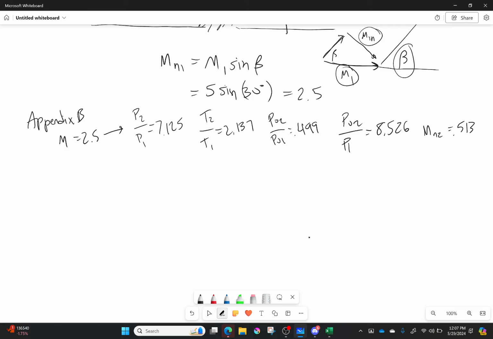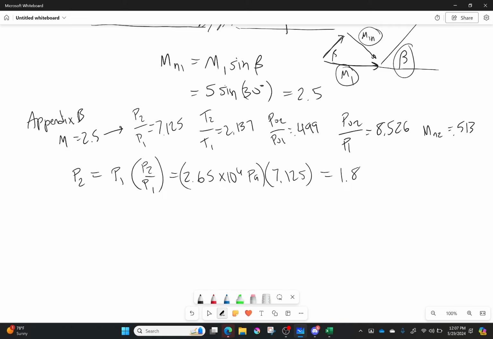So first off, let's do P2. P2, the pressure after the shock wave, is going to be equal to P1 times P2 over P1. Pretty easy equations. You'll see these a lot. So from that, it's equal to 2.65 times 10 to the 4th pascals, times that ratio, which is 7.125, which gives a static pressure after the shock wave of 1.89 times 10 to the 5th pascals. Okay, that's one done, not too terrible.